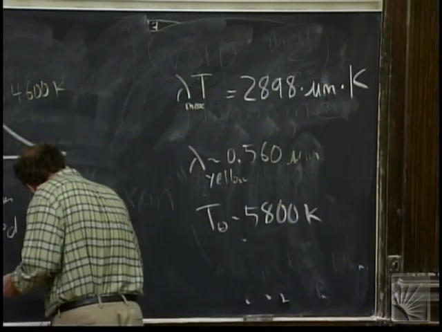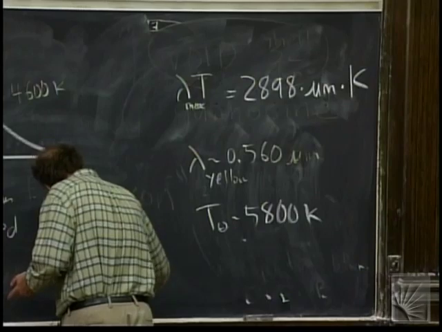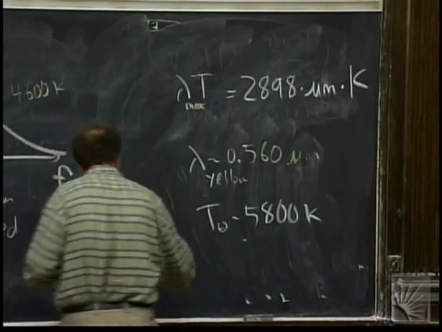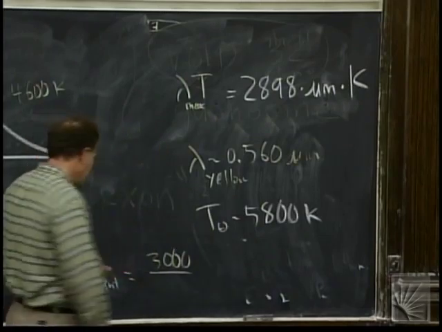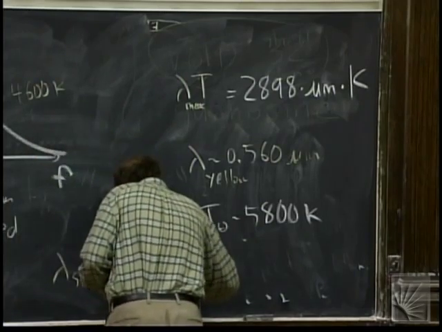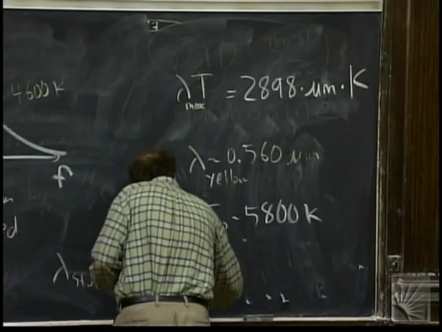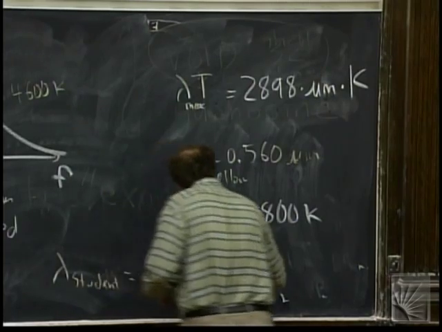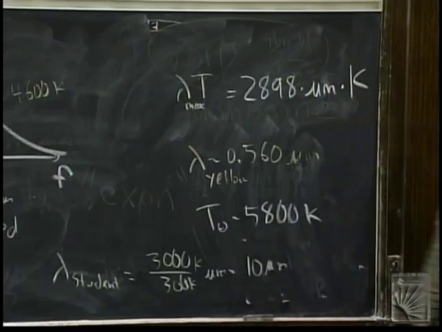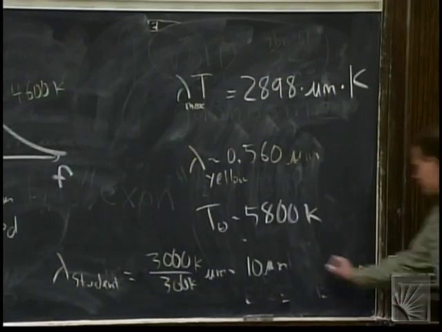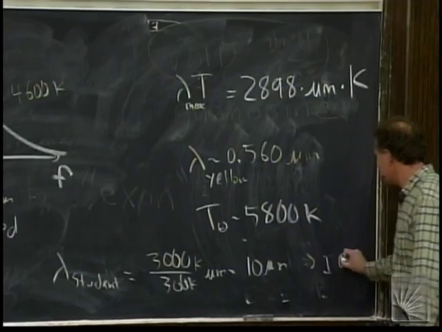Room temperature, you guys, what are you doing? Lambda max equals 3,000 divided by 300 Kelvin. It's 10 microns. Okay, so you're emitting photons that are 10 microns in size. That's infrared. And you remember the photos I showed you of that.